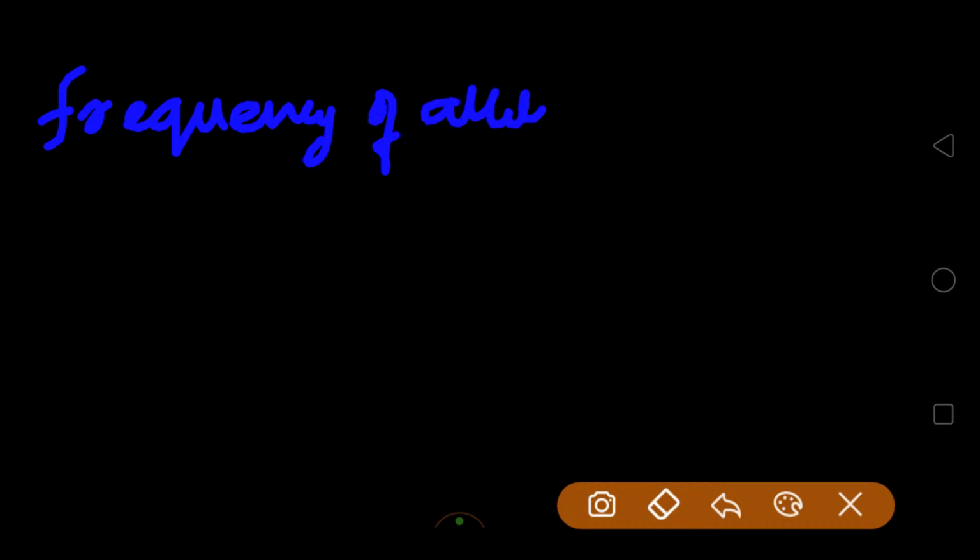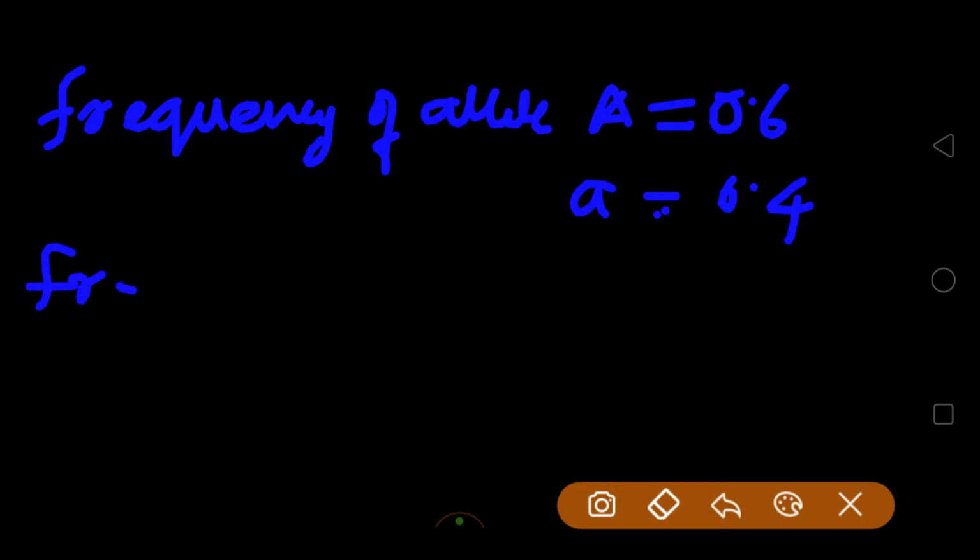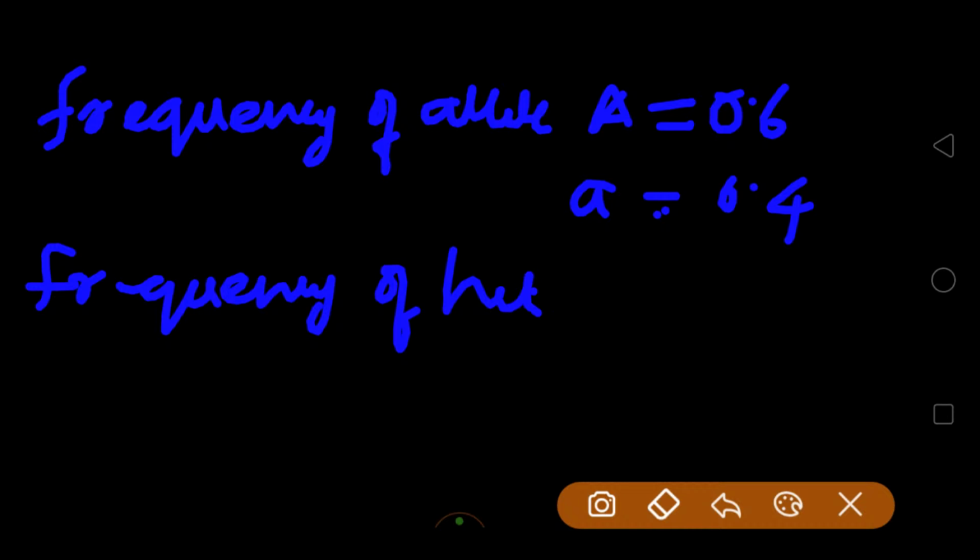Okay. Next question. At a particular locus, the frequency of allele capital A is given as 0.6 and that of small a is given as 0.4. What would be the frequency of heterozygotes?